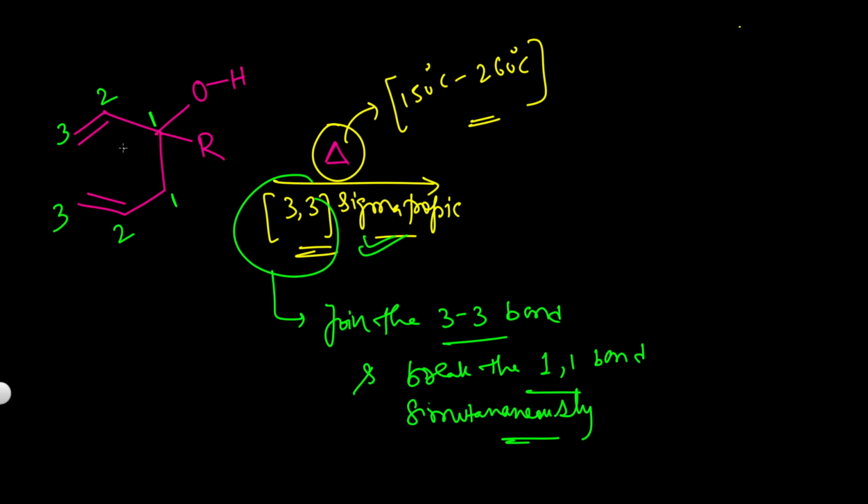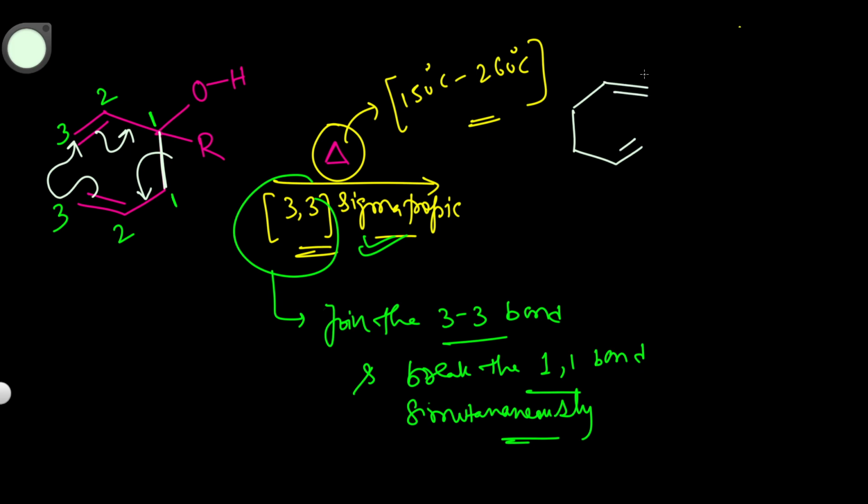So you have to do something like this. These 3 positions will attack on this bond, and then this double bond will shift to here, and then this 1-1 bond will break here. Okay, and then you will find something like this. Here is a double bond, and here you will get a double bond, and now you have OH here, and here is the alkyl group, R group, right? And yes, this is our enol form.